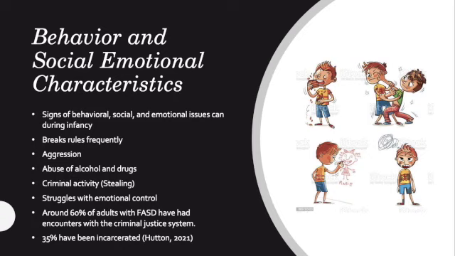One of the large issues with FASD is their behavioral and social emotional characteristics. Signs of these types of issues can occur early in infancy, and some of these issues can look like breaking rules frequently, aggression, abusing alcohol or drugs, or even being addicted when they're born.